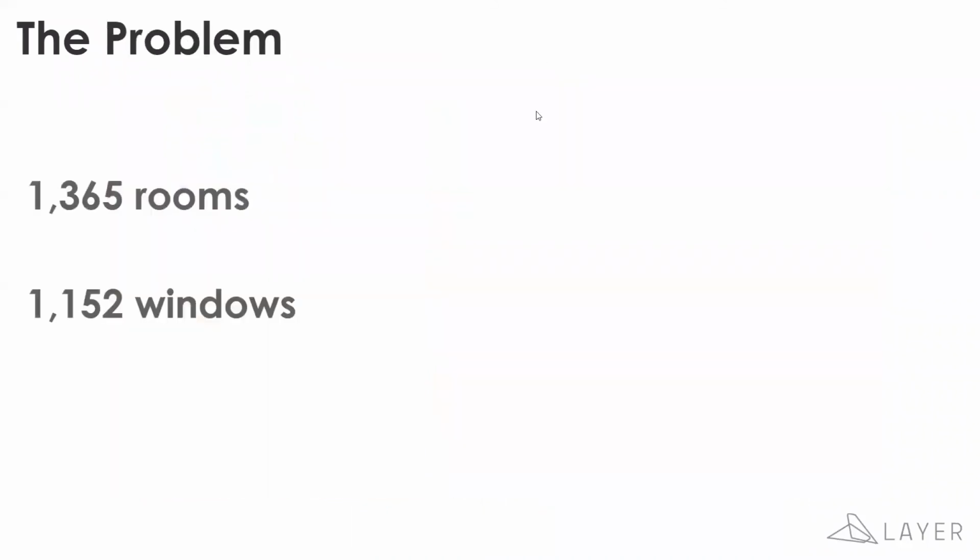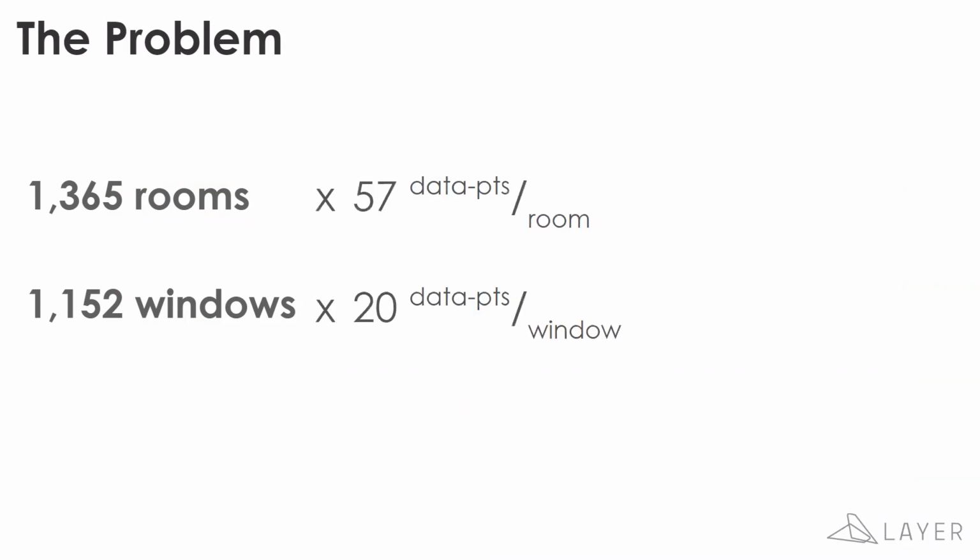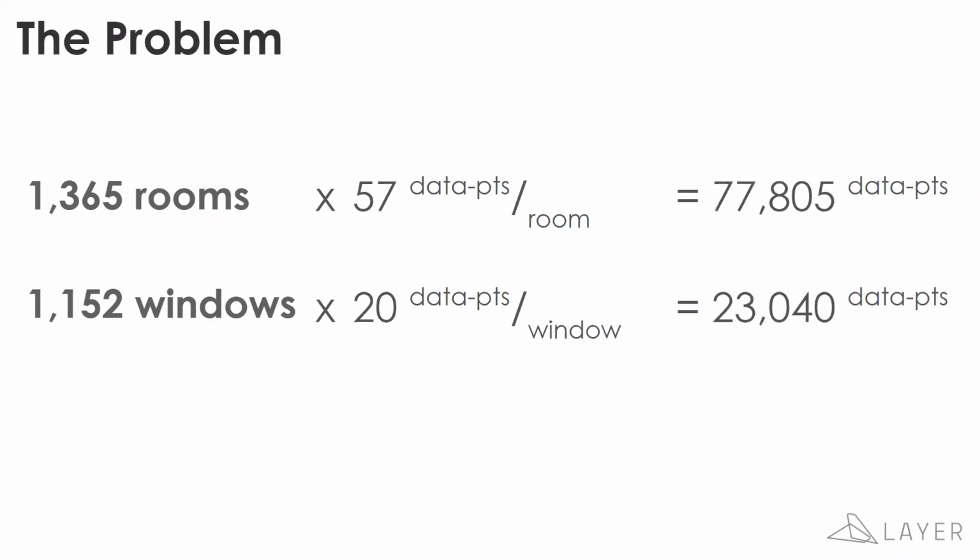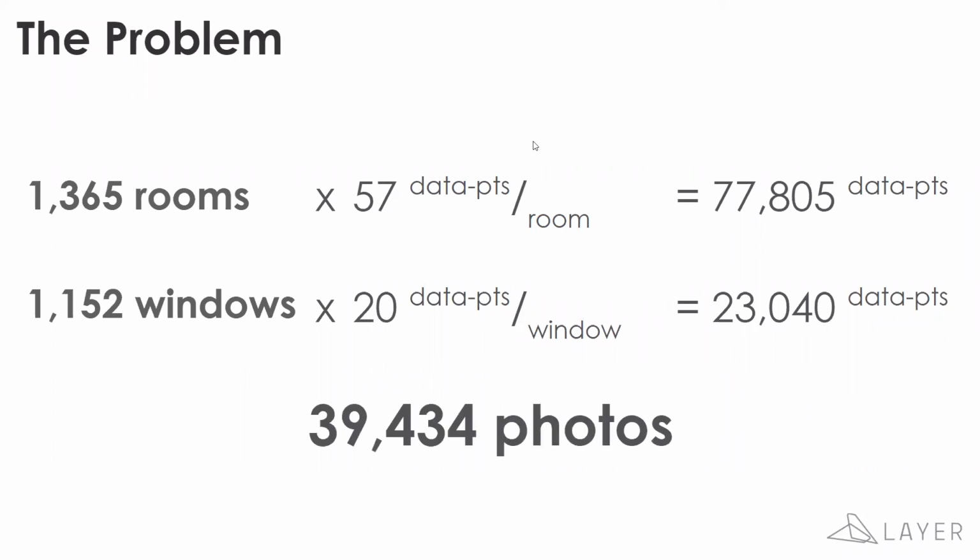But here was the major problem. The project entailed over 1,300 rooms and over 1,100 windows that had to be meticulously documented. BVH was collecting 57 data points per room and over 20 data points per window, which added up to a combined total of about 100,000 data points. That's just the information that was being recorded by a person and entered into some form of spreadsheet or something similar. In addition to that, though, there were almost 40,000 photographs taken of the various aspects of the project. All of those were just being saved in folders as well.